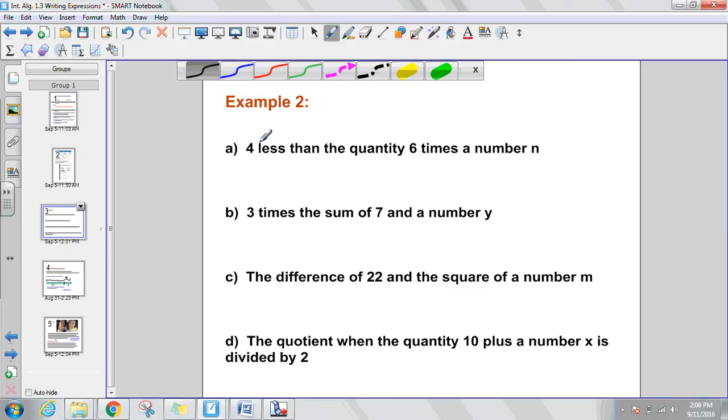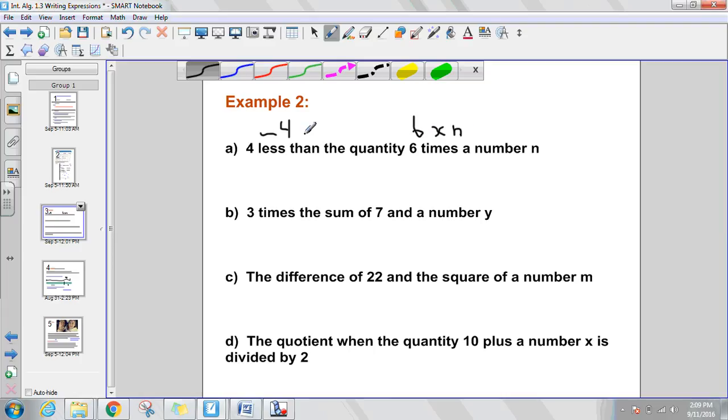Okay, less, that means subtraction. So we've got our subtraction sign. If it's 4 less, we're not saying 4 minus something, we're taking 4 away from something. So we're going to have minus 4. Like if I said, I'm going to give you 4 less candy bars than I give Tanya. You're going to take whatever Tanya had and subtract 4 less. Then the quantity 6 times the number n, so we know times is multiply. What are we multiplying? We're multiplying 6 and n.